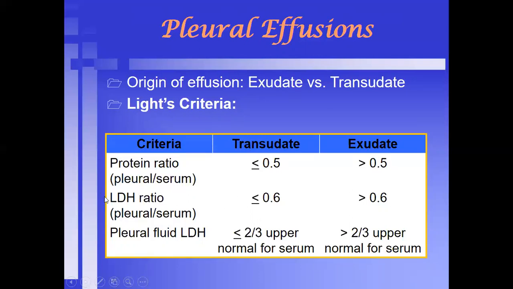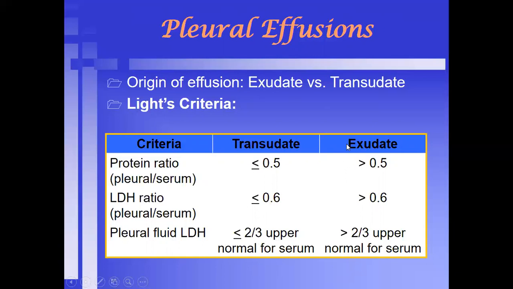Second is to get the LDH ratio. So again, you divide the pleural fluid LDH by the serum LDH. And if the ratio is less than or equal to 0.6, then that is a transudate. If it's more than 0.6, then this is likely an exudate. And the third criterion is if your pleural fluid LDH is less than 2/3 the upper normal of your serum, then that's a transudate. If it's more than 2/3 the upper normal for serum, then that is an exudate.